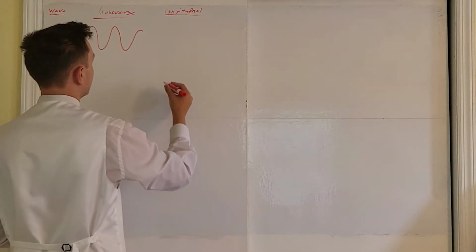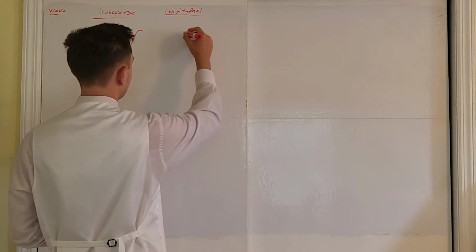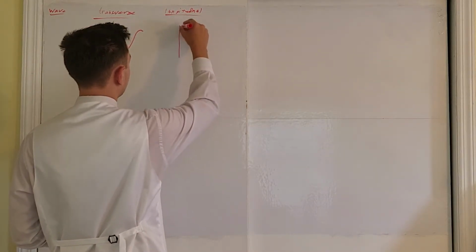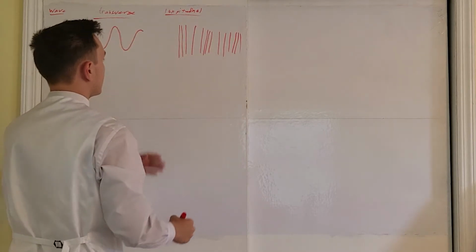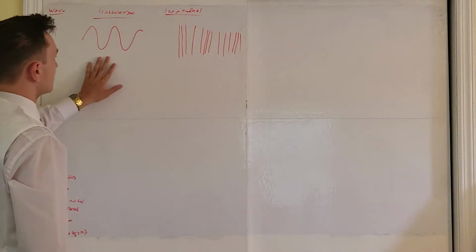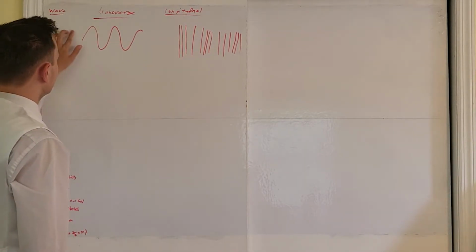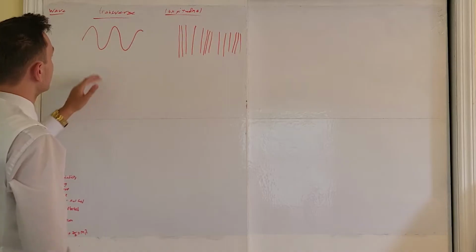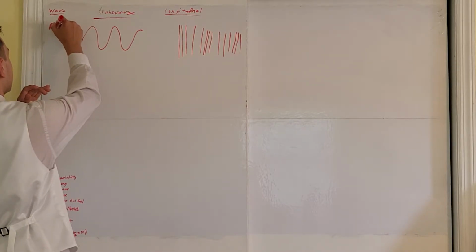Okay, the longitudinal wave is a bit more difficult to visualize. I'll explain what those lines mean in just a moment, okay? So let's first start with the transverse wave. Inherent in the quality of a wave is that it displays periodicity.